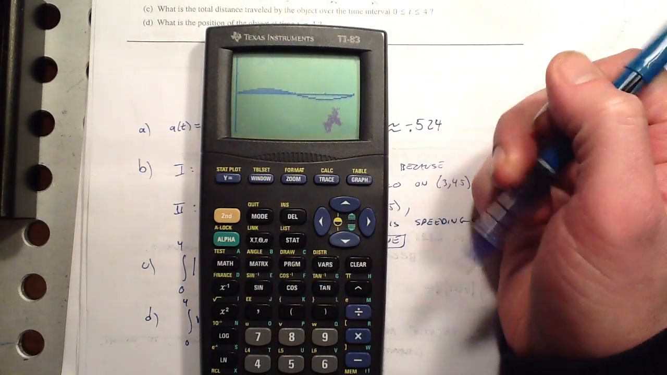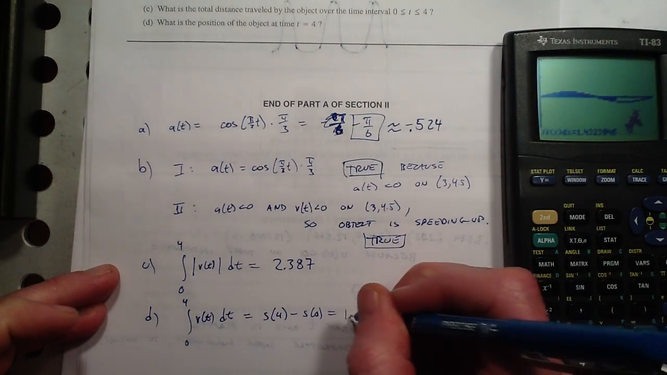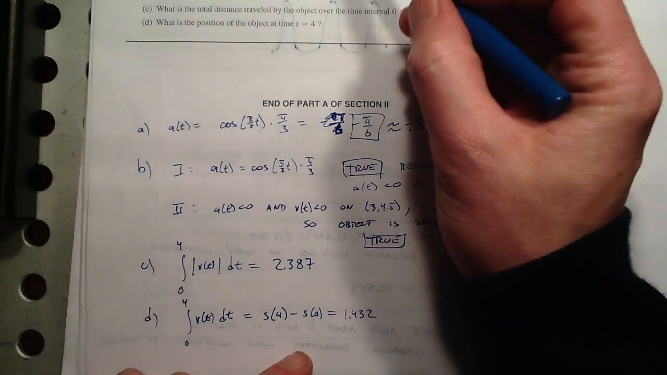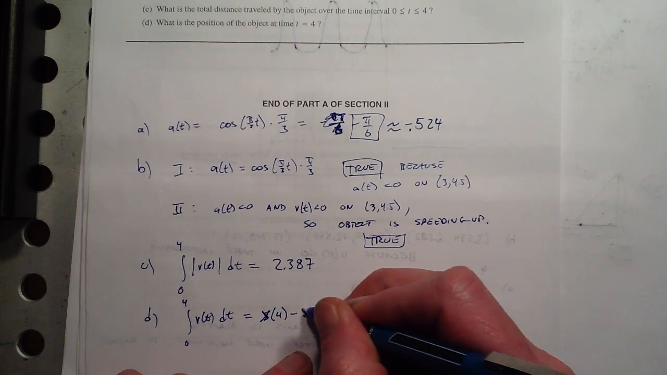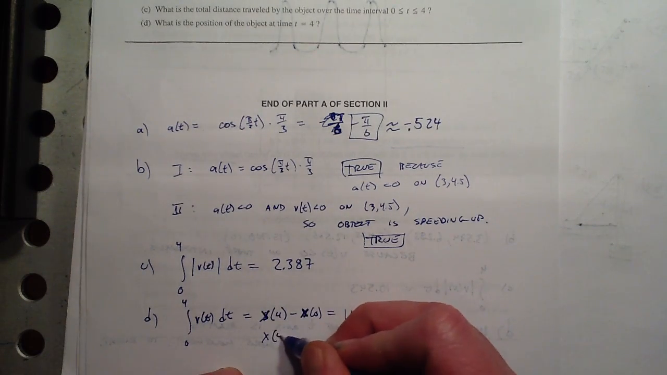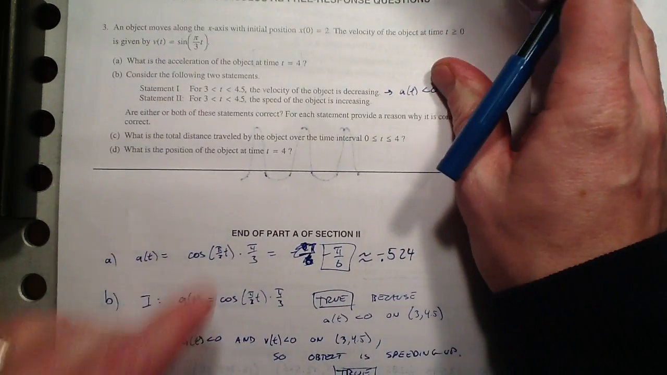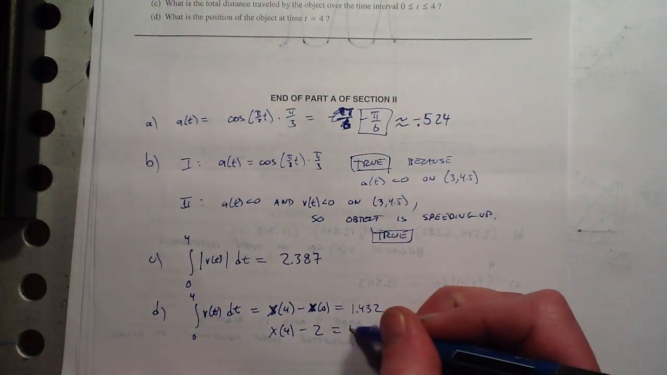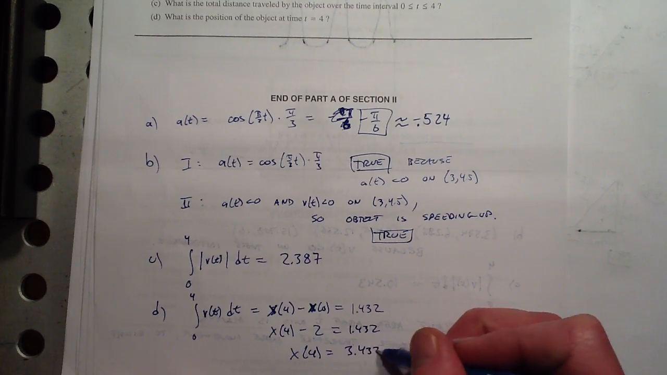So that little bit of area here is going to be negative now. It's 1.432. Okay, now, that's not the right answer because I used S here and they used X, so I should be consistent with theirs. Sometimes they use S, sometimes they use X. We know that X of 0 is 2. So this gives me the position at 4 minus 2, that's what X of 0 is, is equal to 1.432, so the position at 4 is 3.432.